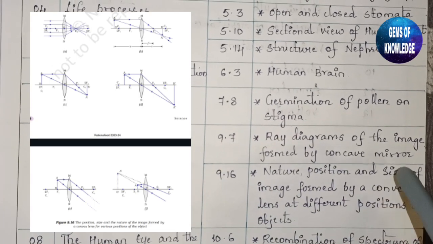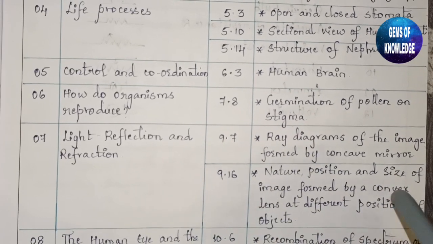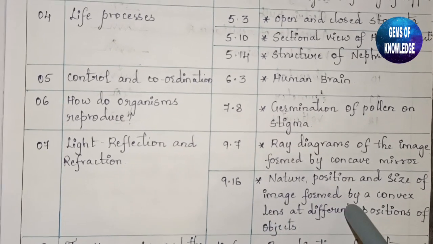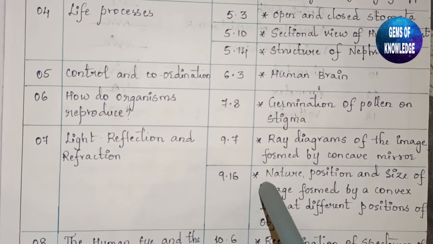Then comes nature, position and size of the image formed by convex lens at different positions of the object. Here also you will get a good 6 diagrams, and they may ask you to locate the nature of the image.